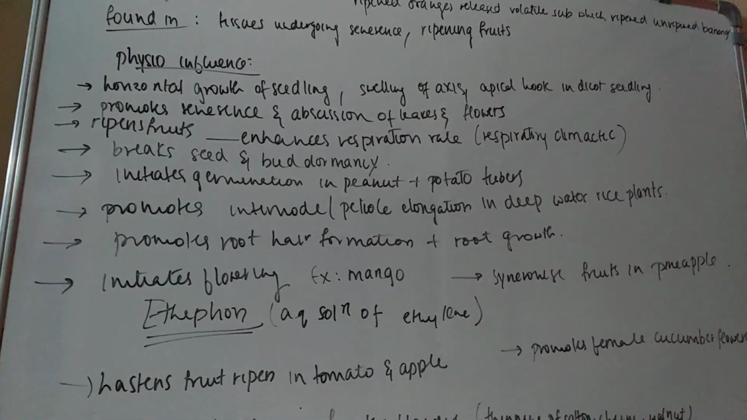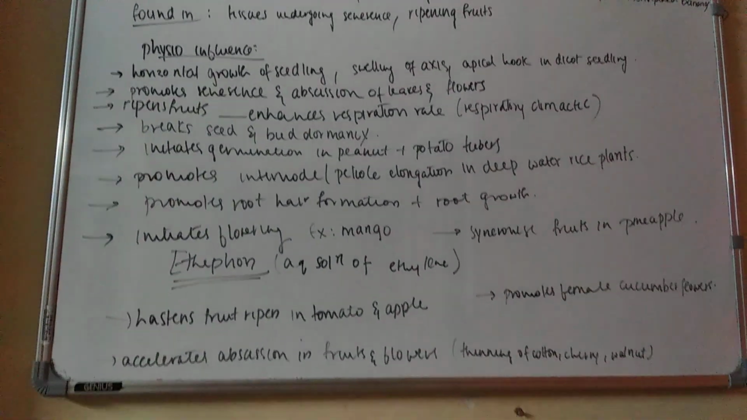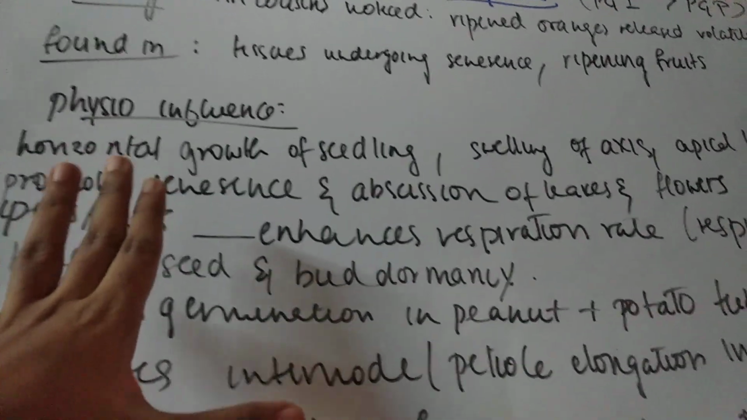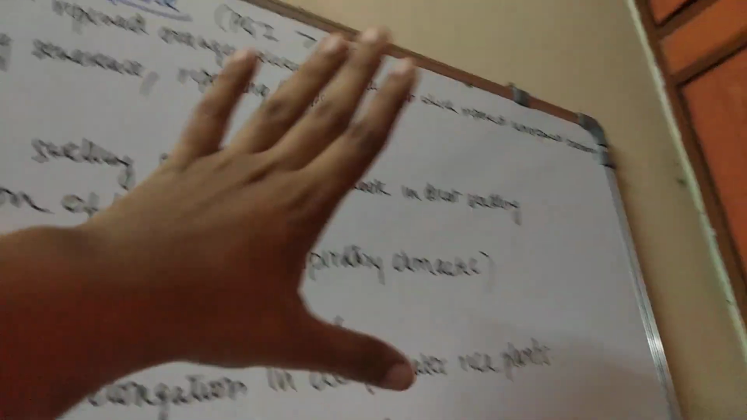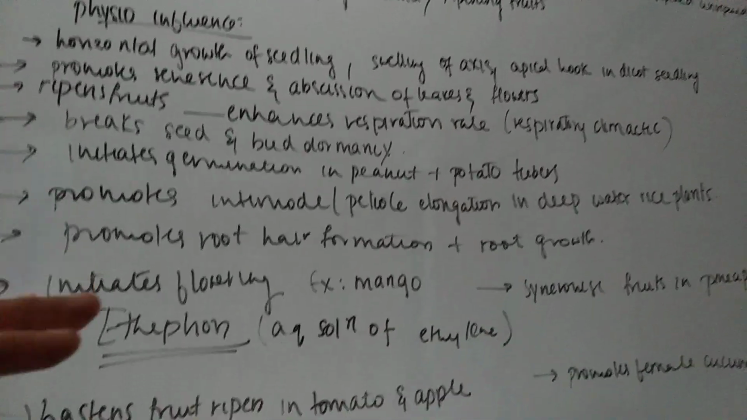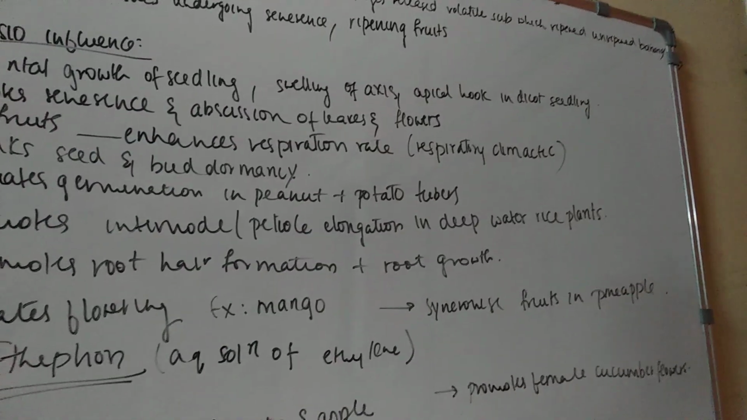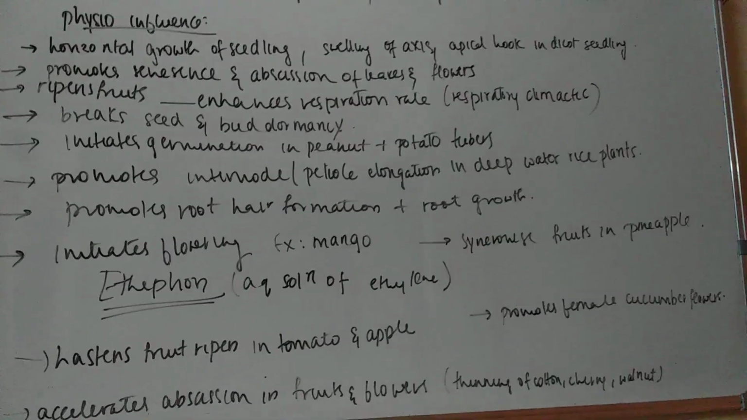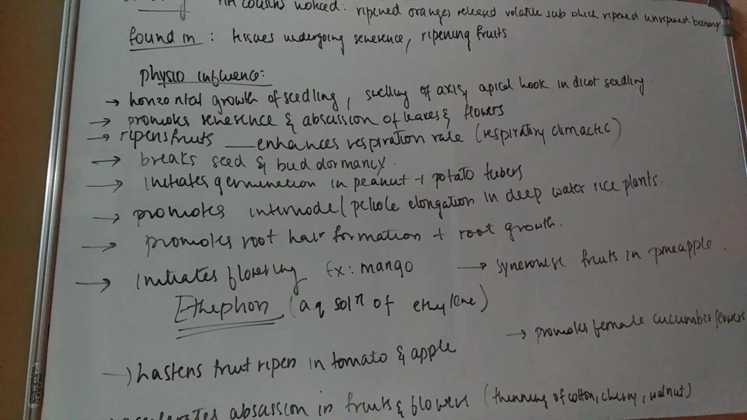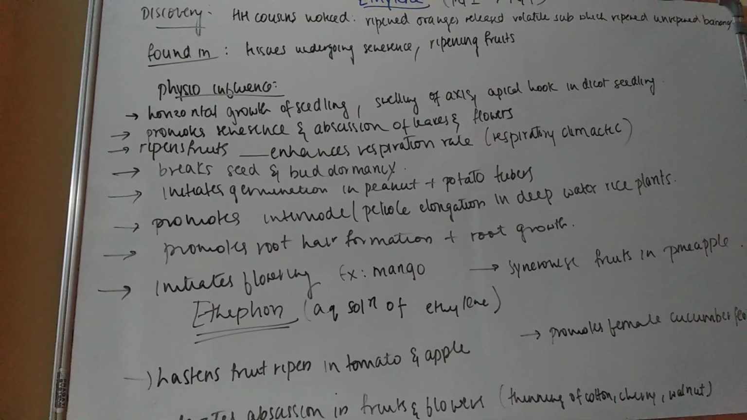Now let's talk about the physiological influence of ethylene. First, it helps in the horizontal growth of a seedling, swelling of the axis, and the apical hook formation in a dicot seedling. So all of these are basically about how a seed germinates underground and how it comes outside and how it swells up, how it forms an apical hook. All of this happens in a dicot seedling. So this is the first point.